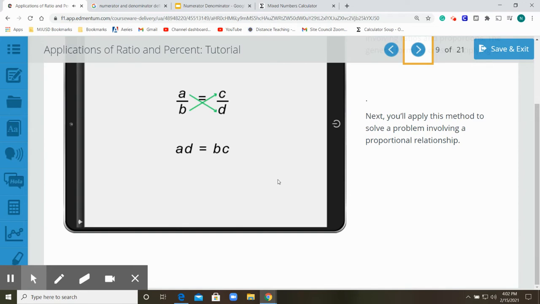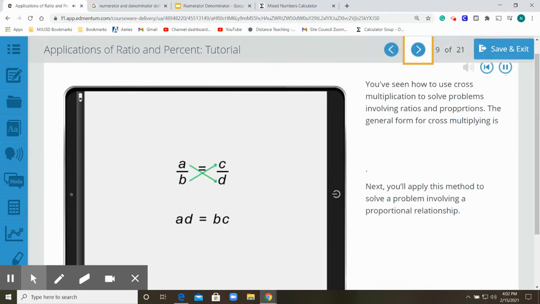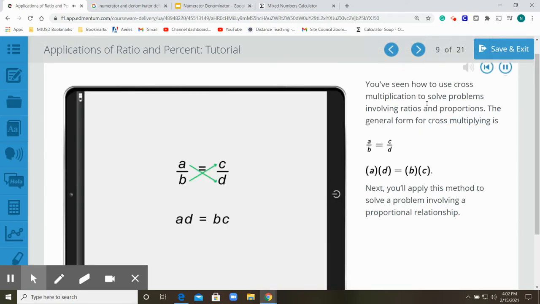You've seen how to use cross multiplication to solve problems involving ratios and proportions. The general form for cross multiplying is A over B equals C over D, A times D equals B times C. Next, you'll apply this method to solve a problem involving a proportional relationship.